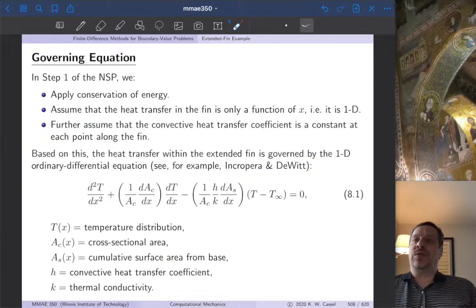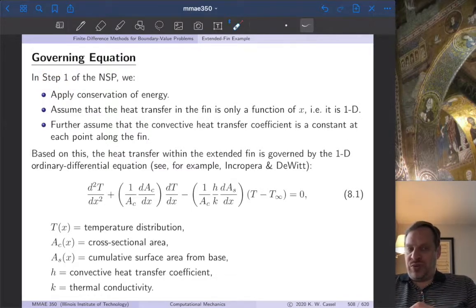Okay, so the governing equations, that's step 1 of the numerical solution procedure. So we start with the actual real problem, which we just sketched on the last slide. And then the first step is to apply conservation of mass, momentum, and energy as appropriate, and any assumptions and models that make sense for this particular problem. And that will produce the governing equation from step 1 of the numerical solution procedure.